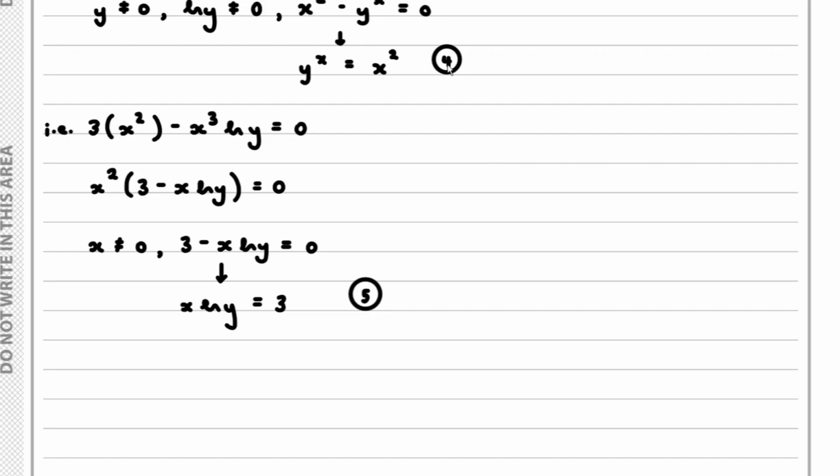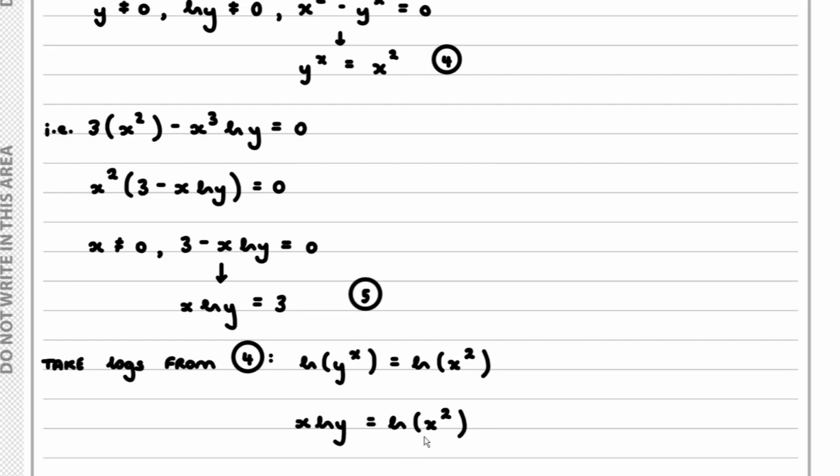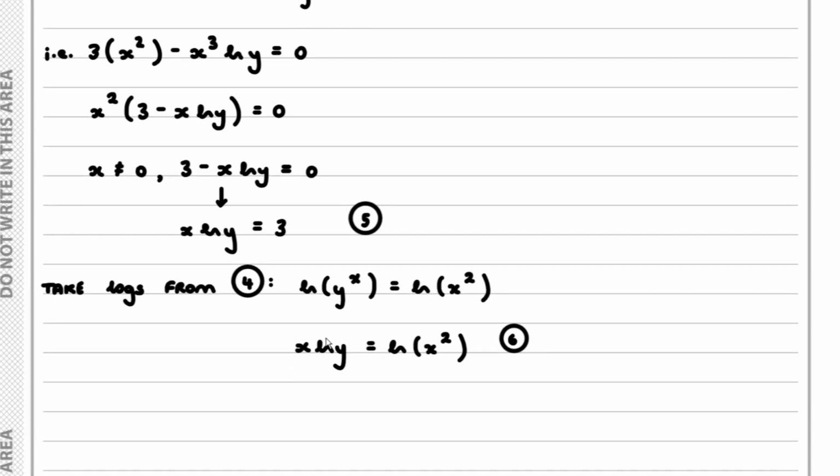And if I take a look at this fourth equation, let's take logs of this. And doing so, I've got natural log of y to the x equals natural log of x squared. So, using the power law of logs, I've got x times natural log y equals natural log of x squared, which I will call equation 6. We can now compare equation 5 and 6. We've got x natural log y, x natural log y, we've got 3 here, and the natural log of x squared. So, by comparison, the natural log of x squared will equal 3.